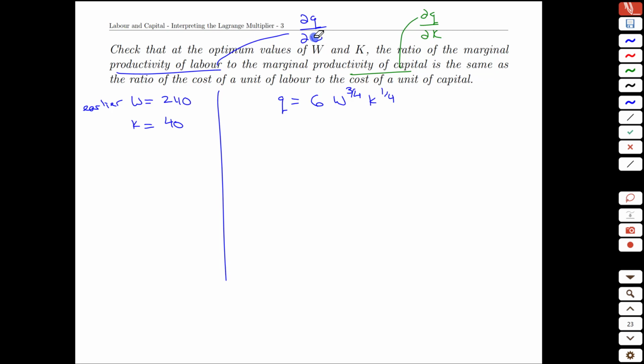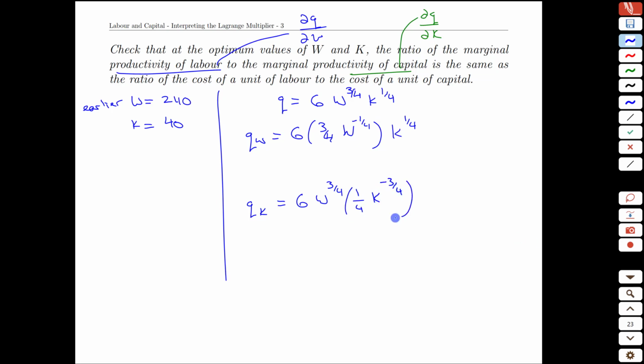Okay, so we compute these partial derivatives, and what do we get? Well, we get Q_W is 6. We've actually done this before. We bring the 3/4 down, and we get W to the negative 1/4 times K to the positive 1/4. And the capital derivative is the same. This is all constant. We just change how we handle the K factor, and we get K to the negative 3/4.